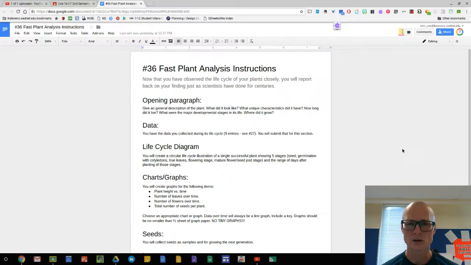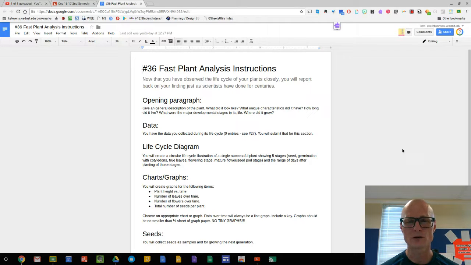The seed, the germination, and that's when those first cotyledons came up. We talked about monocots and dicots then. A stage where it has true leaves. In other words, after the cotyledons emerged, some other leaves popped up, but before it started to grow flowers. Then we want a drawing of a flowering stage, and then we want a mature flower, in other words, a seed pod stage as well.